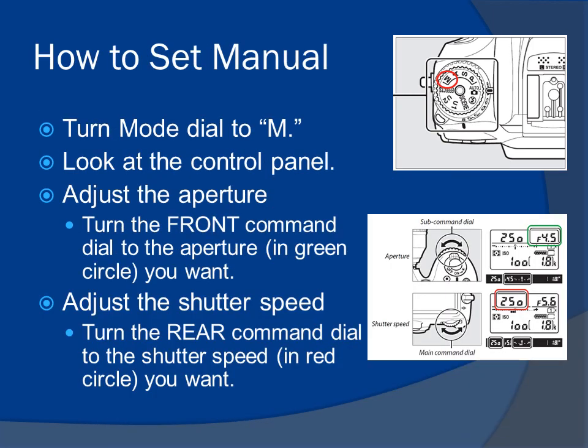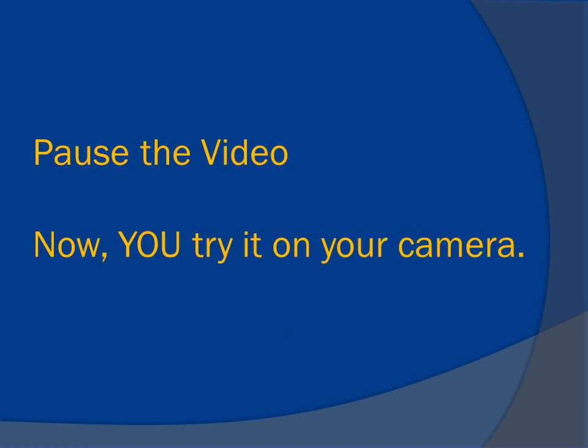How to set manual. Turn the mode dial to M. Look at the control panel. Adjust the aperture with the front command dial and adjust the shutter speed with the rear command dial. Pause the video. Now you try it on your camera.